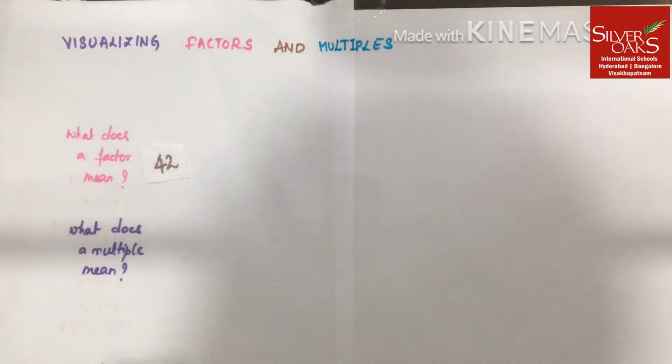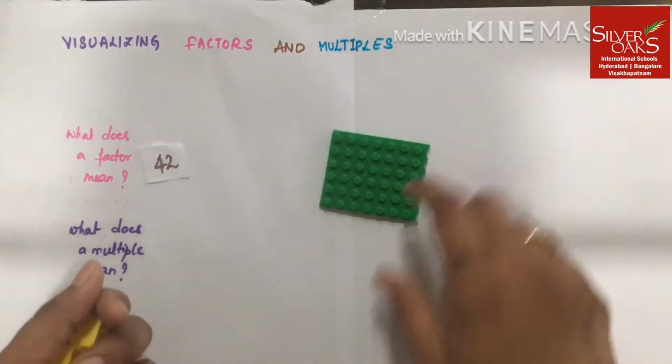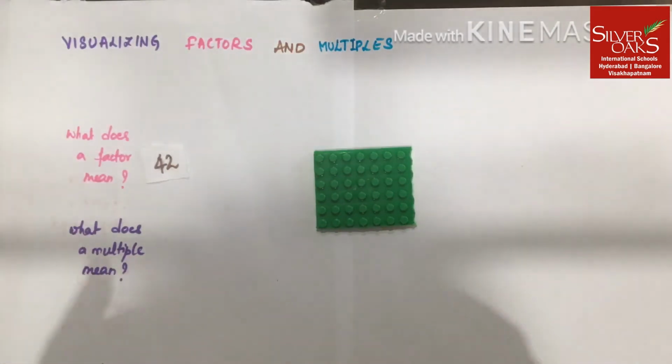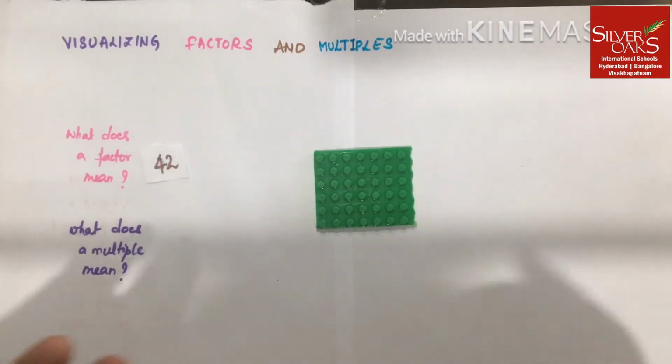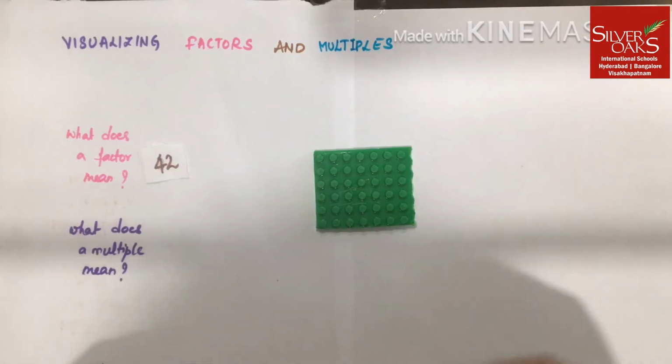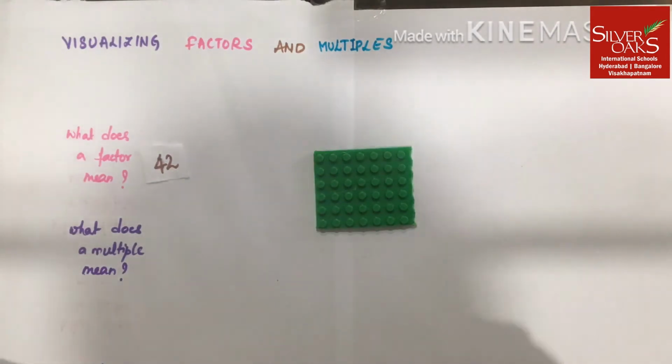So now let us try to find out the factors of 42. Because I have got a Lego base of 42, I am trying to figure out the factors of 42. If you don't have a 42, you can take whatever Lego base you have and you know how to find its factors. You can pause the video over here and try it.